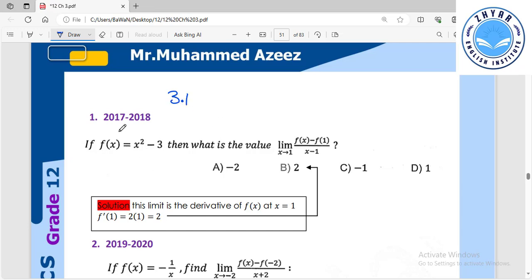In this lesson we are going to solve some Wizari questions related to limit by definition, section 3.1. Let's begin with this question, 2018. The question says if f(x) is equal to x squared minus 3, then what is the value of this limit?